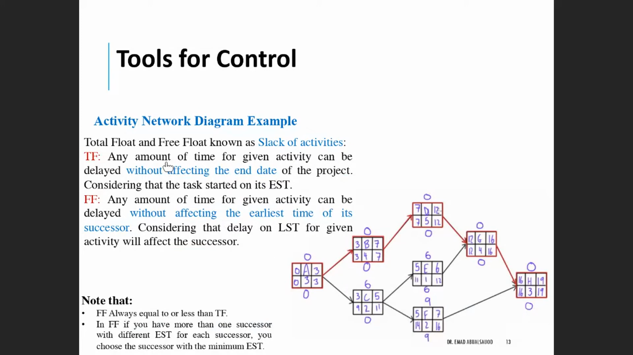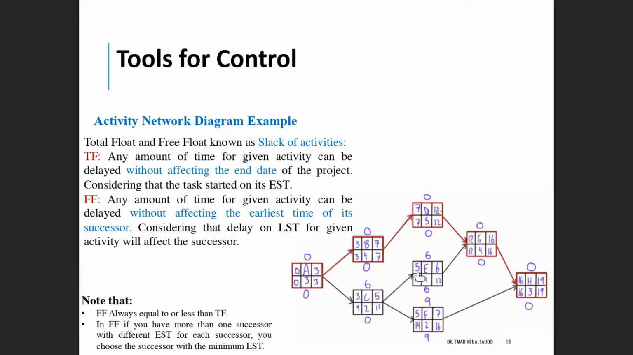The total float that we calculated on the top helps us to find the critical path, as well as to know the time you have for every activity that, even if you use it, will not change your end project time, as we saw in the case of activity E and activity C. The definition of total float is any amount of time a given activity, like activity A or B, can be delayed without affecting the end date of the project, considering that the task started on its early start time.